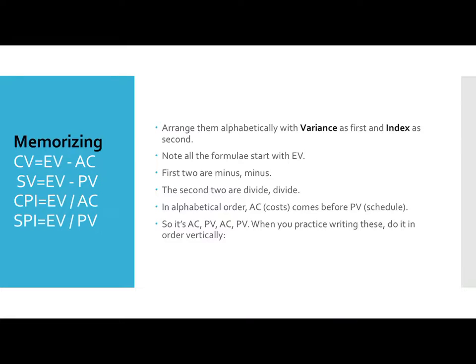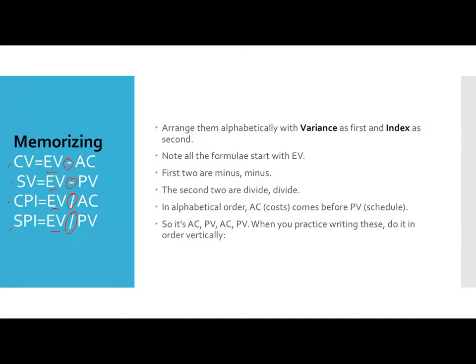Okay, how do you memorize this? It's very simple. Just arrange this sequence in alphabetical order. So you put CV first, cost first, then schedule, variance. First the variances come, and then arrange it alphabetically, and then the indexes. CPI, SPI, right? Earned value is always first, EV. In variance, it's always a minus first. In CPI, it's always the division sign.